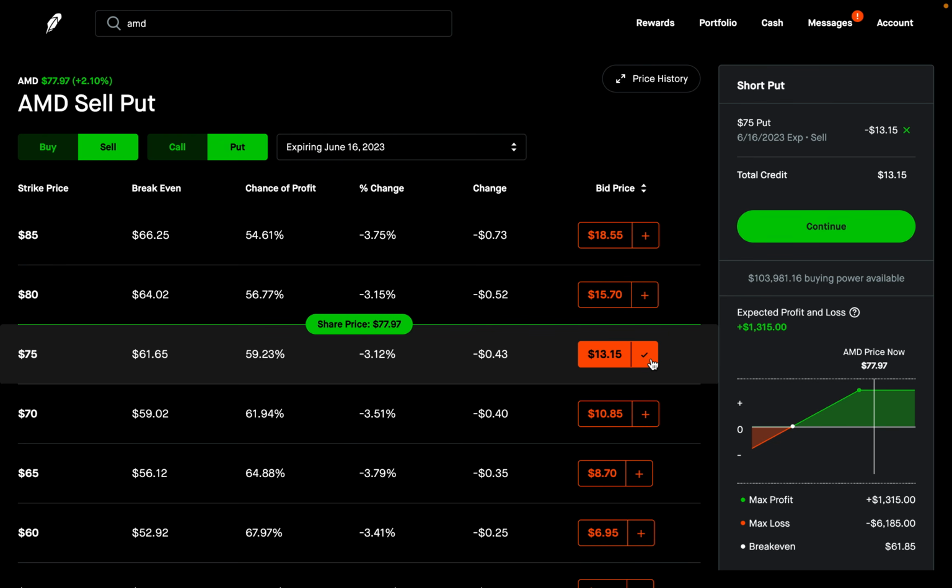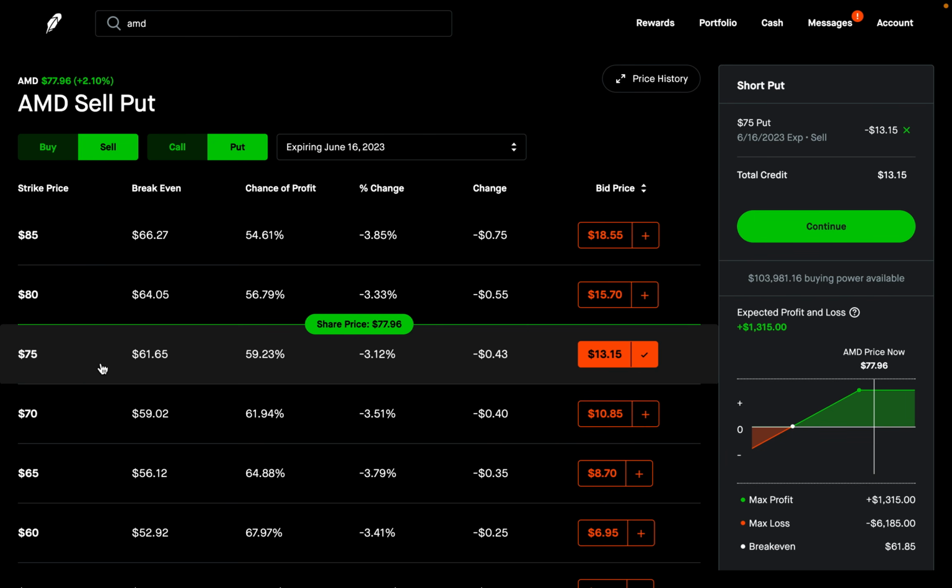So far, a couple of things here. Number one, you have to put up collateral because this is a cash secured put. How much collateral would you have to put up here? You would have to put up whatever the strike price is times 100, that amount in dollars. So here, 75 times 100 is 7,500. So we would have to put up $7,500 in collateral.